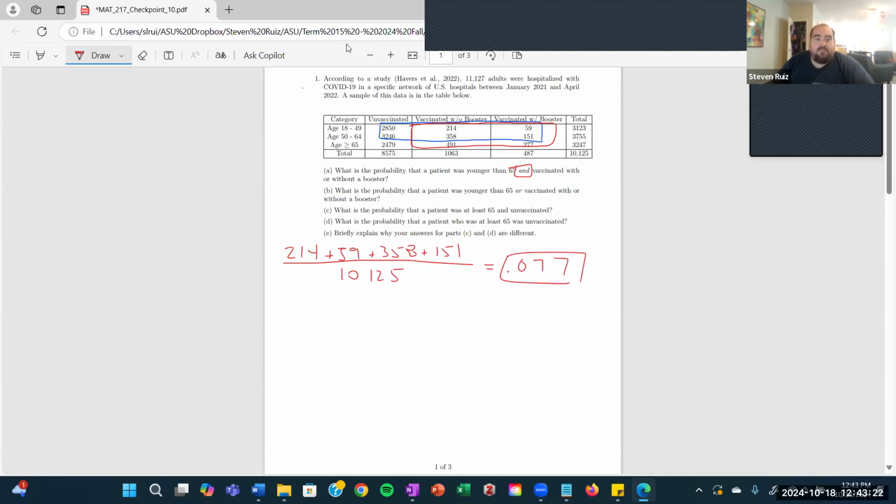Okay, so that was part A. Part B, what's the probability that the patient was younger than 65 or vaccinated? Okay, so these are the same two sets, younger than 65 or vaccinated, except now the thing that's joining those two sets is or. So this first question was dealing with the intersection of those two sets. The second question is dealing with the union of those two sets.